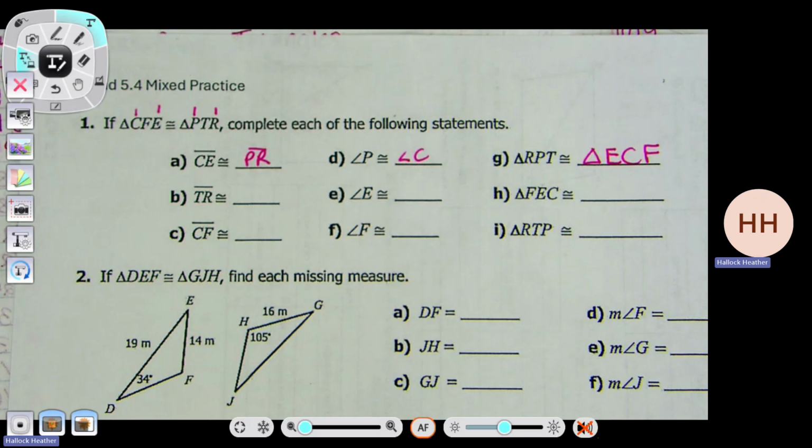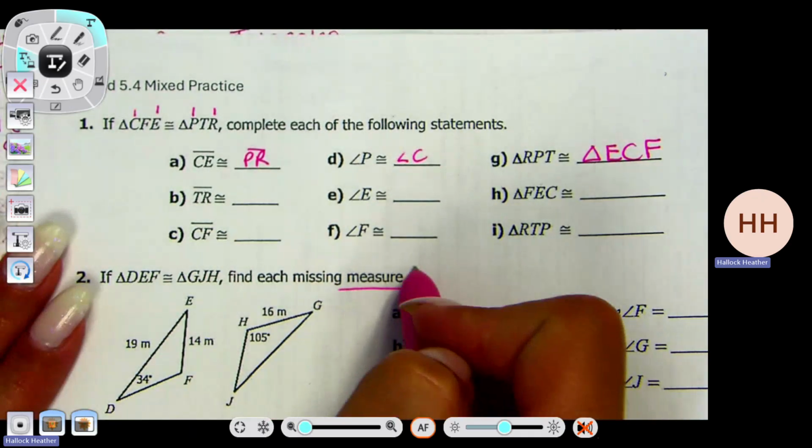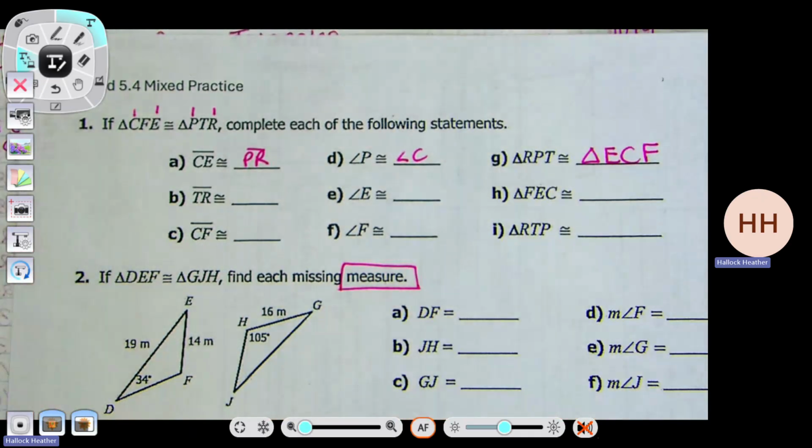For number 2 on this page, are we just writing the letters or the ink? Yeah, for number 2, you're writing the measure, like the angles and the sides. Oh, no. Not the letters, the measures.